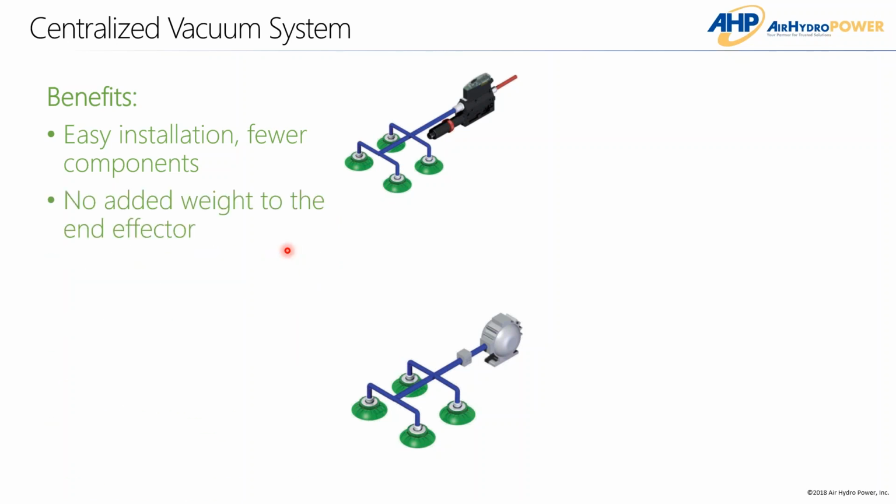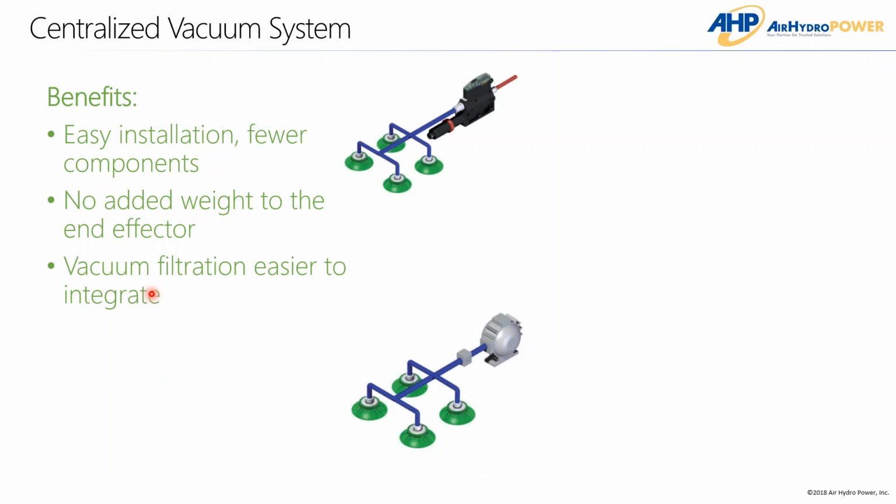No added weight to the end effector. This can be critical for a lot of applications involving a robot, where milligrams and grams can count, and they're trying to shave all the weight they can. So you just can't use a decentralized system. You have to go with this, where your pump is off the robot or even on the side of the robot, feeding all of your cups.